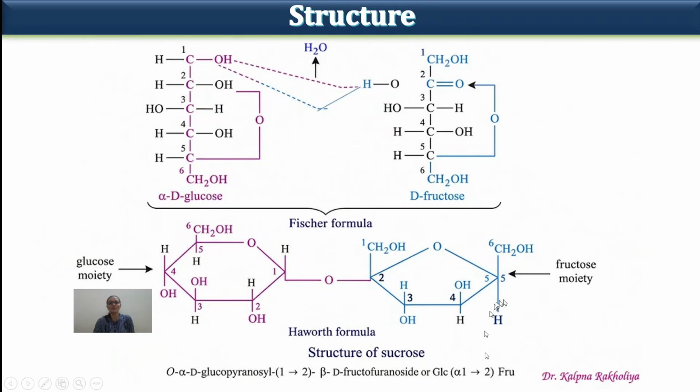This is the structure of sucrose. You can see this is the Fischer formula in a linear form, and when we dissolve it in water, it converts into the cyclic form. This is carbon number 5 and this is number 1. The hydroxyl group on carbon 5 attacks carbon number 1, and from the fructose there is an H. By the condensation process a water molecule is removed and it forms the glycosidic bond between 1 and 2, converting into sucrose. So this is the structure of sucrose.